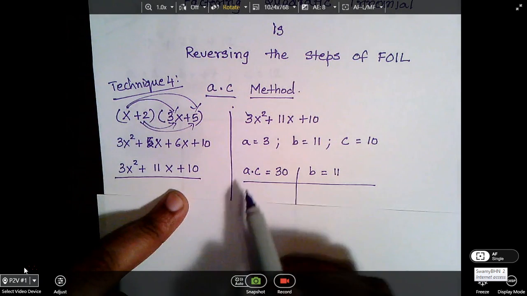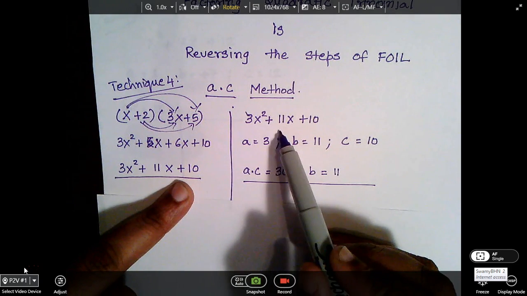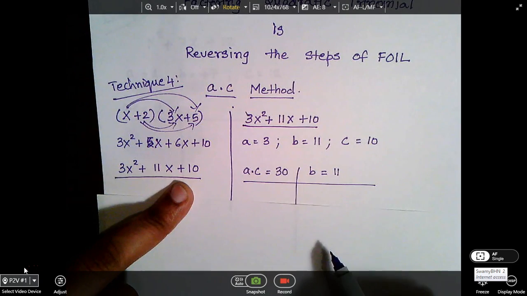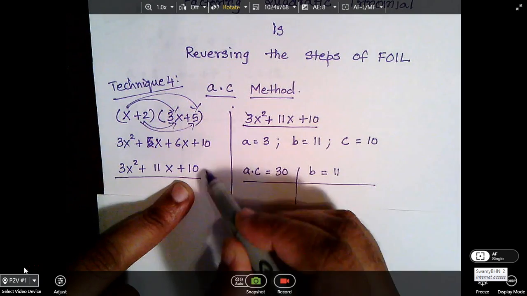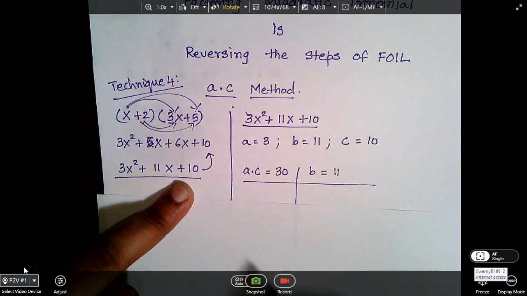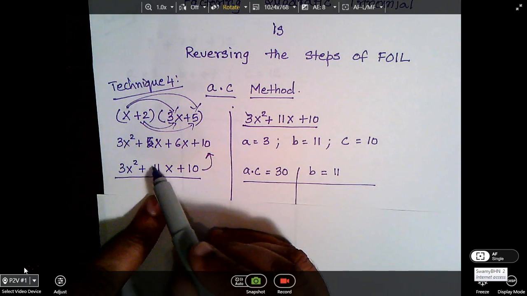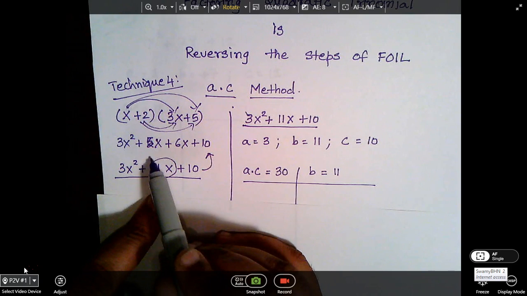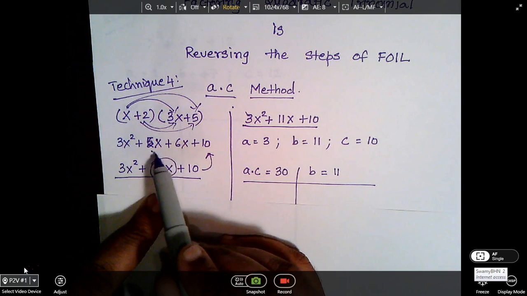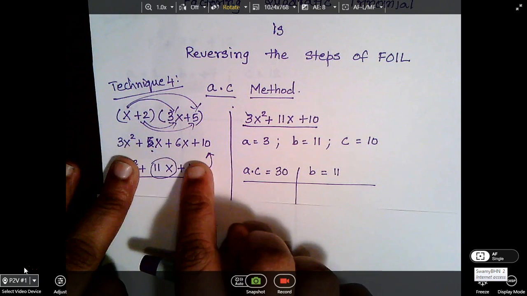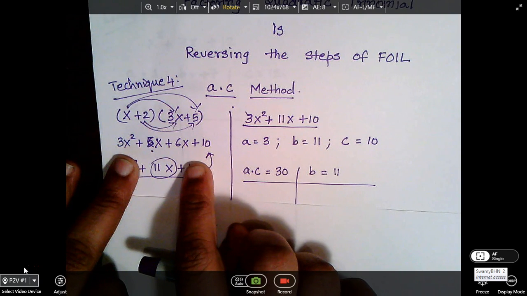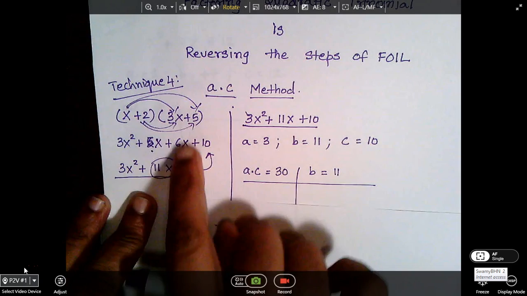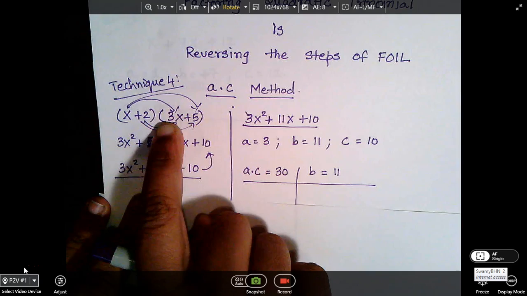Now I want to reverse the process. Reversing the process, I am starting with my product, which is 3x squared plus 11x plus 10. So from here, I want to go to this step. That means when I look at it, my middle term, my 11x, my x term, I want to split it as 5x and 6x. But why only those two numbers? Why not any other number? Why has to be 5x and 6x? Only then we can get back our original linear binomials.